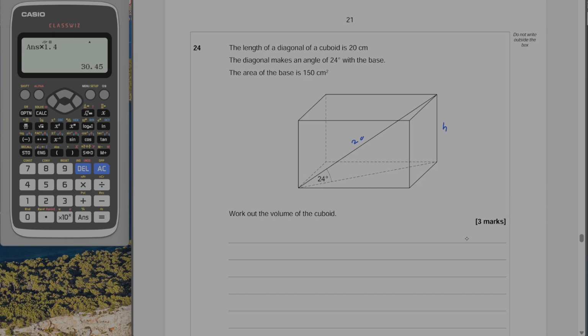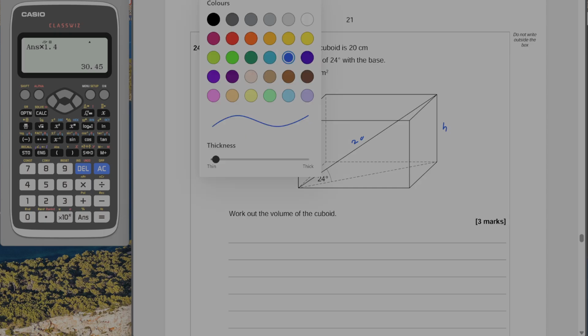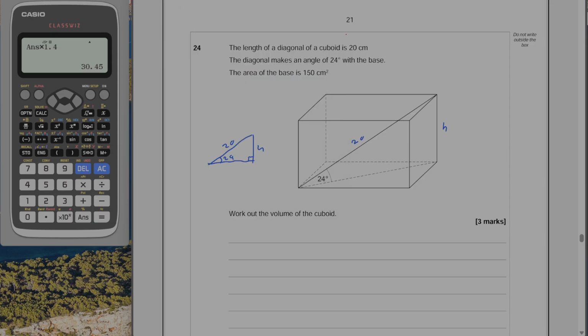If I just kind of redraw that here, we've got a right angle here, we've got a diagonal of 20 here, and we've got an angle of 24 here. So we want to work out the height. This is the opposite and this is the hypotenuse. So the trig ratio that involves O and H is the sine ratio. So the sine is equal to the opposite over the hypotenuse. We want the hypotenuse though, so the hypotenuse is going to be equal to the opposite times by sine of the angle.